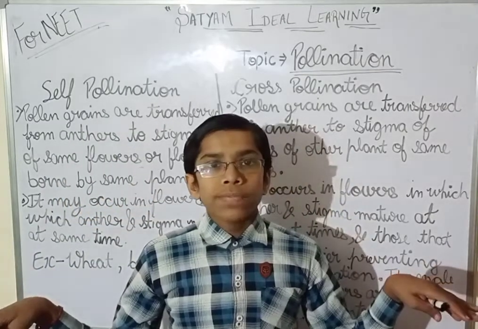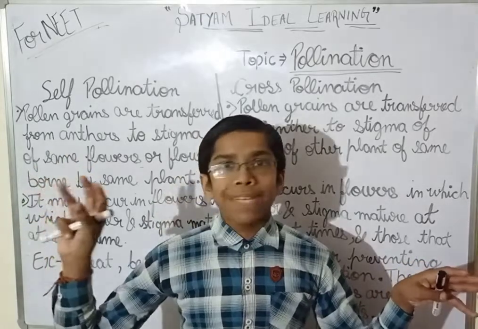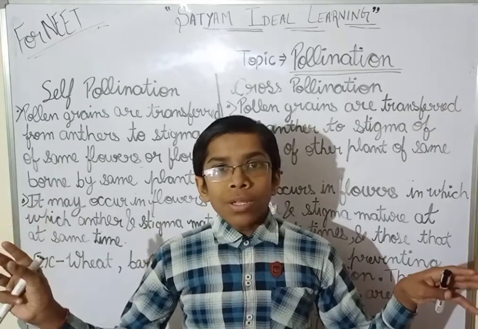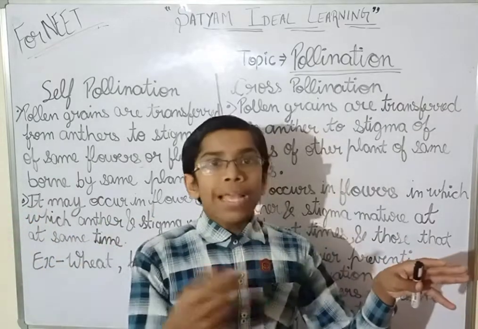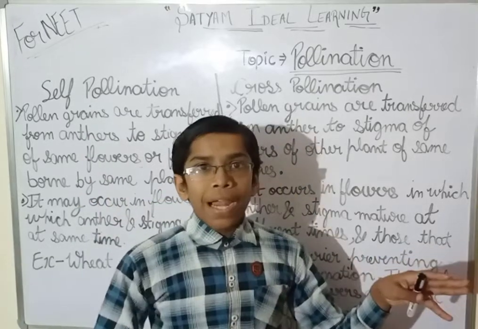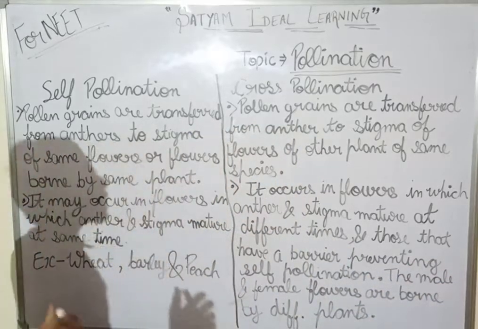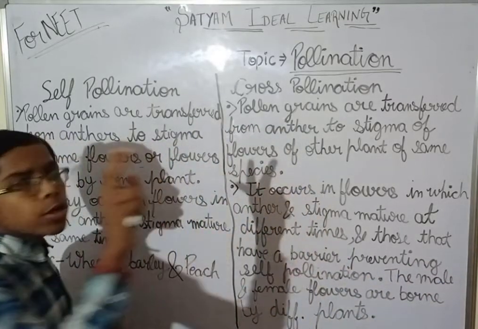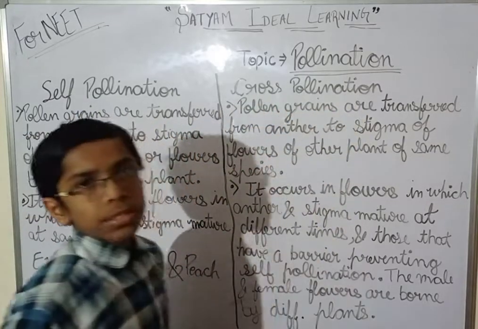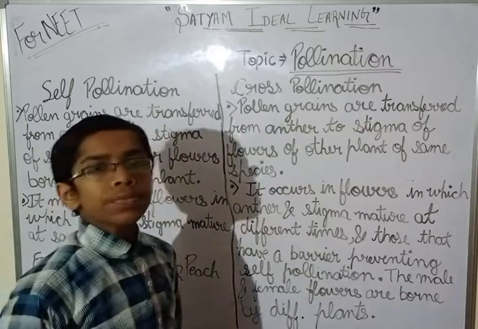Like I am a plant, I have two flowers. If this flower's anther is mature, it will release the pollen grains to my same flower, or to my another flower of the same plant. It can occur this way. Now there are two types of pollination: one is self-pollination and one is cross-pollination. Now we will be discussing self-pollination and cross-pollination.